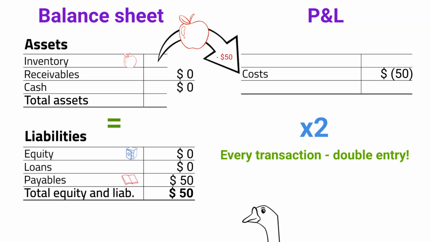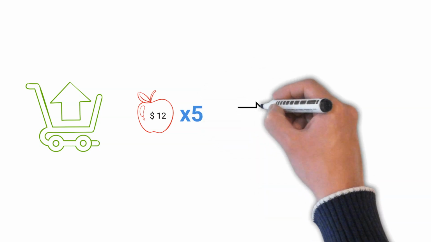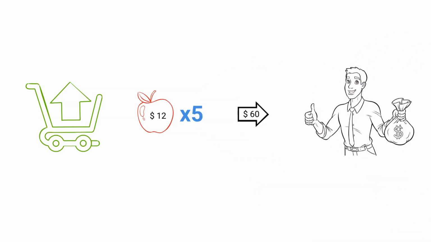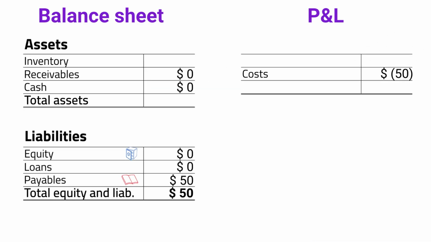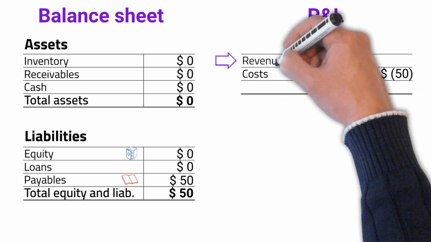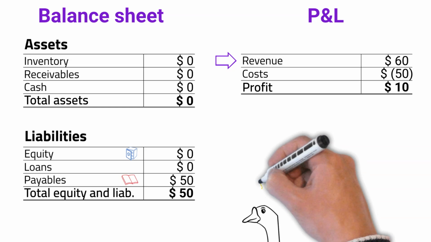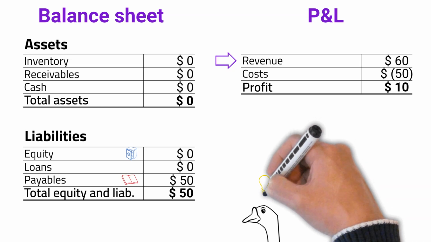So as we want to make some profit, we set the price at $12 per apple, meaning our revenue will be $60. Now we have zero inventory and received $60 of revenue. By receiving revenue of $60 with the cost of $50, we earn a profit of $10. Congratulations to us, we've made our profit of $10.